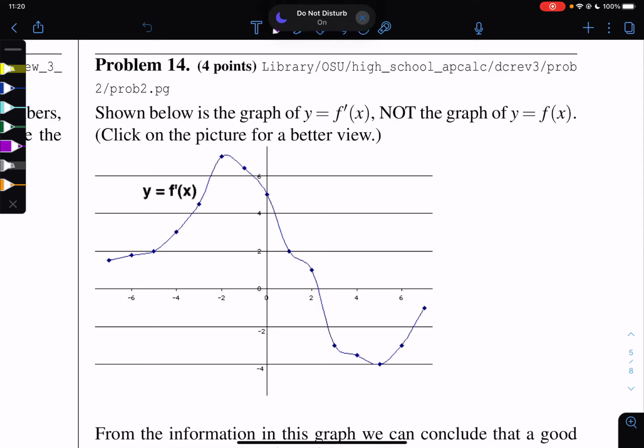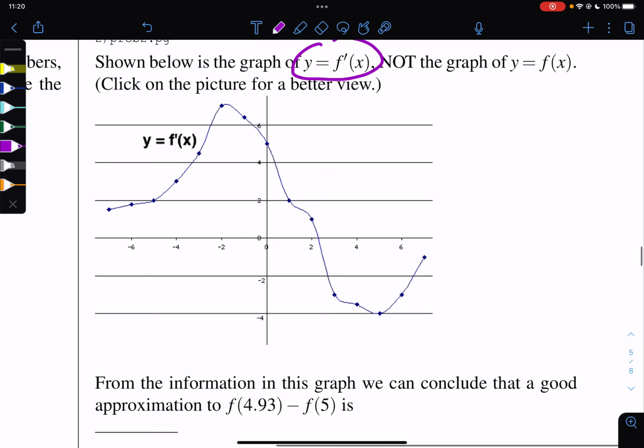So let's look at problem number 14, the homework here. We're trying to find whether this graph given to us is the derivative, and we are looking for a good estimation of this expression. Since the only thing we talk about for estimation is a linear approximation, that's the path we're going to go through.